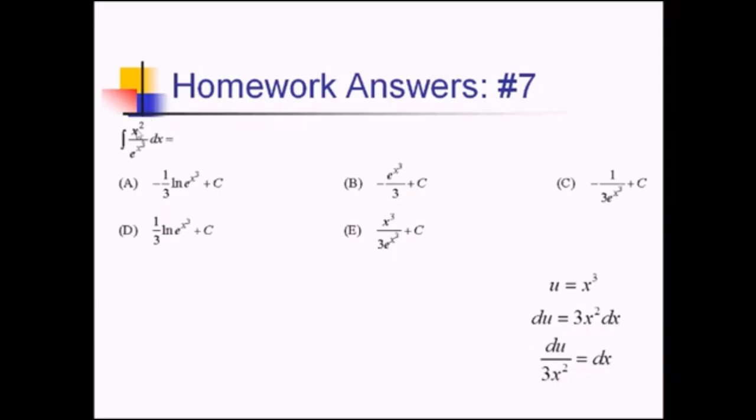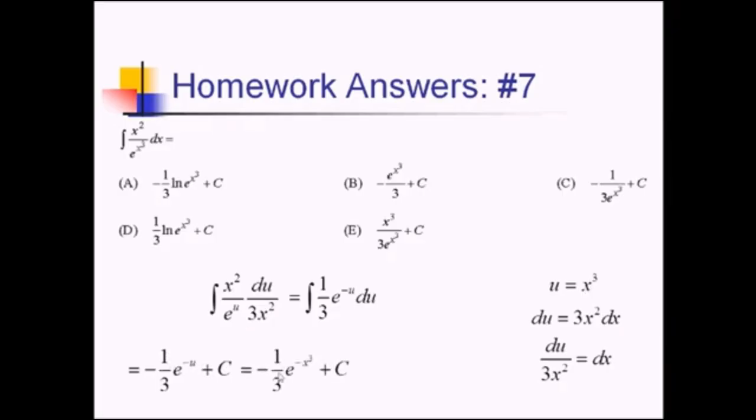So I can write this as x squared over e to the u times du over 3x squared. Canceling out my x squareds, I can rewrite this as 1/3 times e to the negative u. I'm going to bring this upstairs here. And then taking the antiderivative, this is going to be negative 1/3 e to the negative u. But none of the answer choices have u's in them. So I'm going to replace that with x cubed. So this is then negative 1/3 e to the negative x cubed plus c.